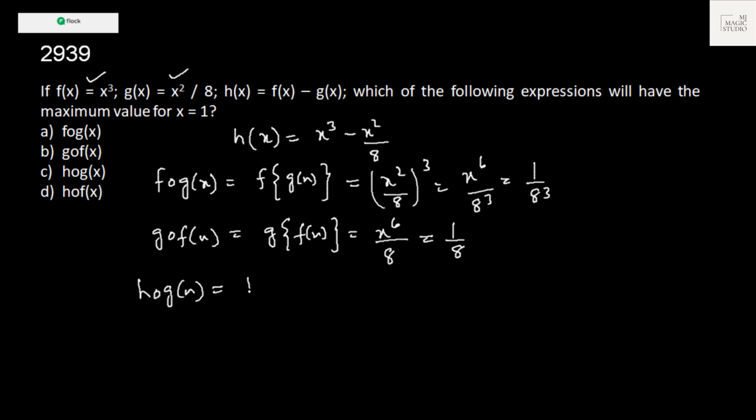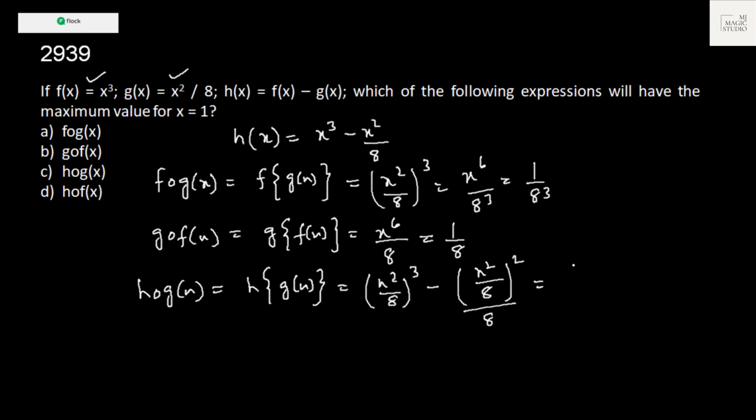H of g(x), that is, in place of x in the h function we need to put g(x). g(x) is x square by 8. So that would be (x square by 8) whole cube minus (x square by 8) whole square by 8. If we put 1, this will become (1 by 8) cube minus 1 by 8 cube again. That would be 0.